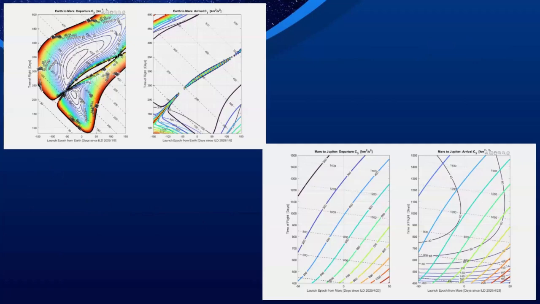Okay, yeah. So here we can see the pork chop plots that we used to find our available mass for the C3s that were calculated. The upper left pork chop plots show from Earth to Mars, and the bottom right show from Mars to Jupiter.